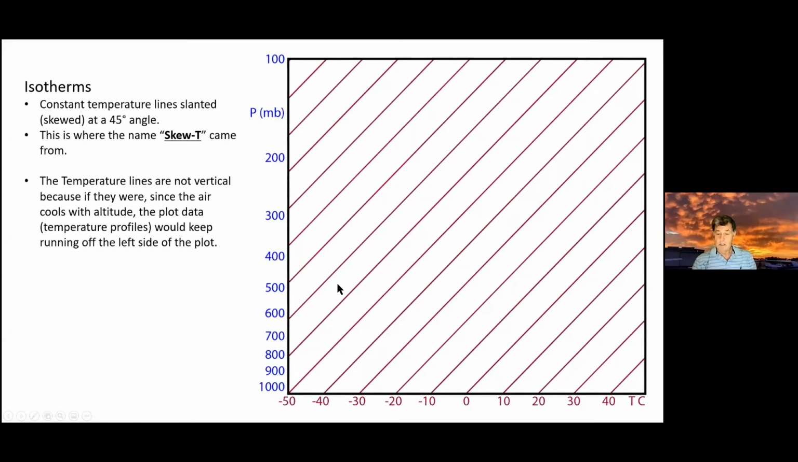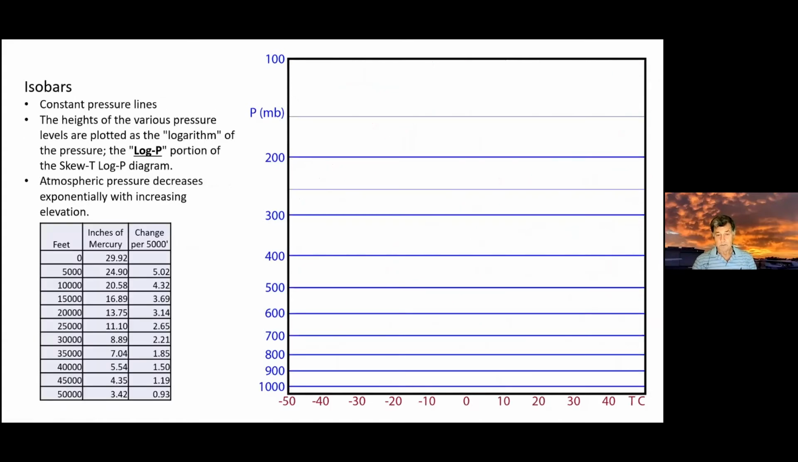So what they've done is they've skewed the temperature lines to the right, and that's where the Skew-T name came from when we talk about a Skew-T Log-P diagram. So it's Skew-T because they've skewed the temperature lines 45 degrees to the right. And that way, most of our environmental data that we collect pretty much goes up vertically on this chart and doesn't run off the left side of it. So these are the temperature lines. Very uniform, very predictable, no problem identifying those.